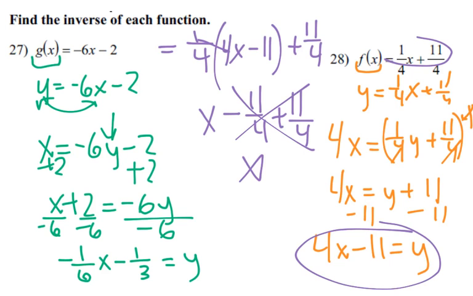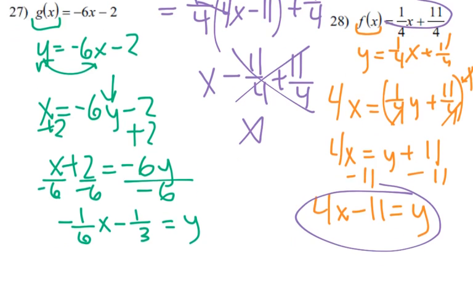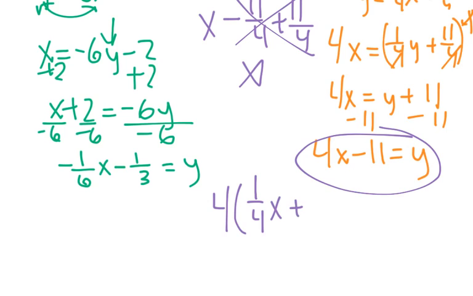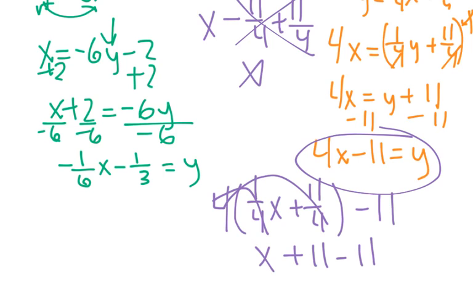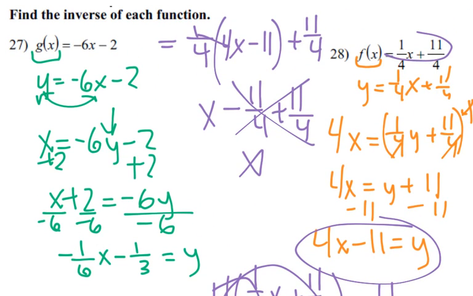Okay, and if I put it in the other way around, so I've got 4 times (1/4 x plus 11/4) minus 11. 4 times 1/4 x is x. 4 times 11/4 is 11, minus 11. Those cancel out. We're left with just x. That's what it should look like when you have inverses.